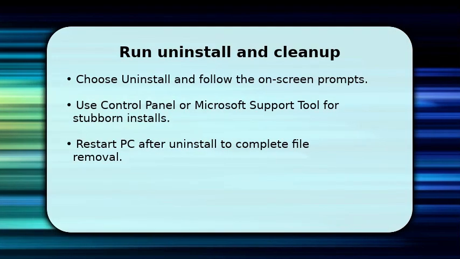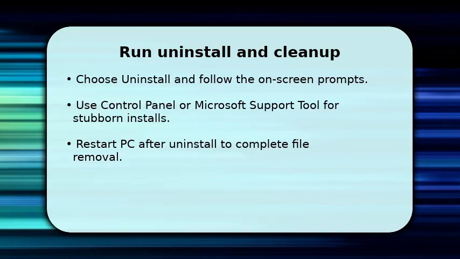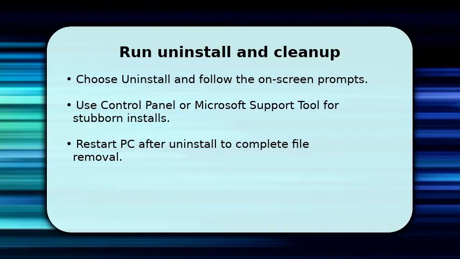You'll follow on-screen prompts, confirm the uninstall and allow the process to run. Some components uninstall faster than others, so be patient. If Windows Settings doesn't work, open Control Panel Programs and Features and uninstall from there, or download Microsoft's Support and Recovery Assistant to force remove residual elements.